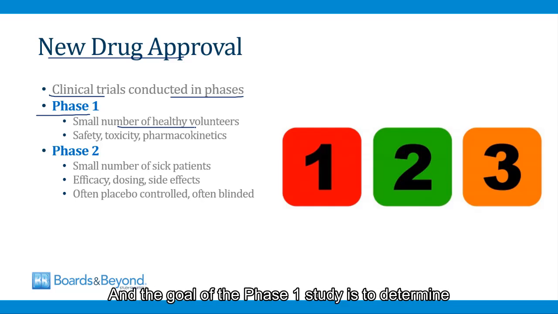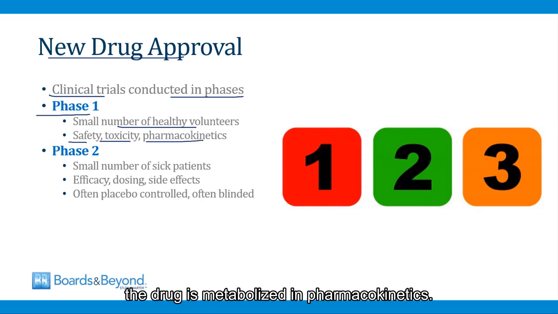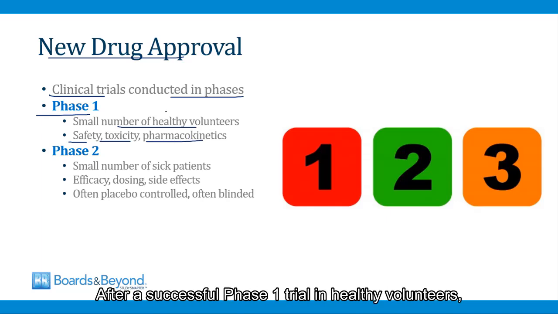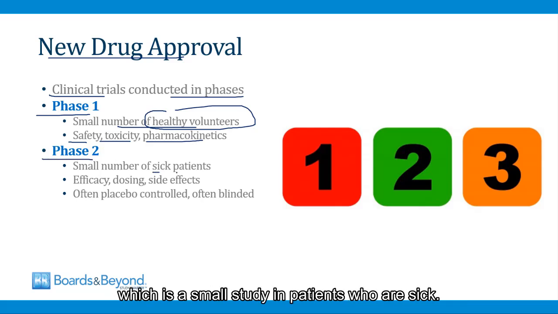And the goal of a phase 1 study is to determine basic things about the drug, like its safety, if it has any toxicity like major side effects, and also things like the way the drug is metabolized and pharmacokinetics. After a successful phase 1 trial in healthy volunteers, you can then conduct a phase 2 study, which is a small study in patients who are sick.